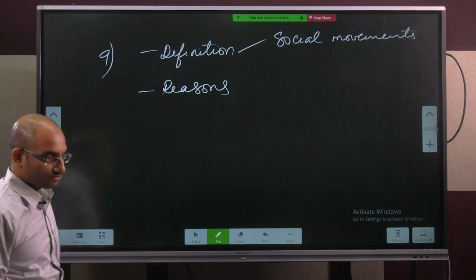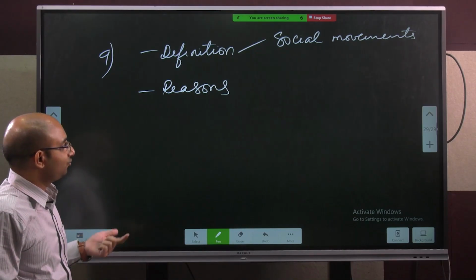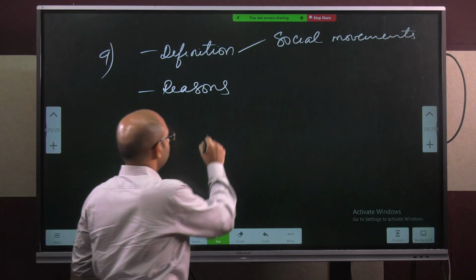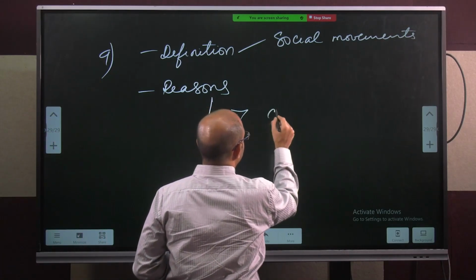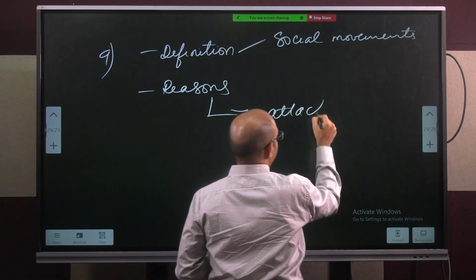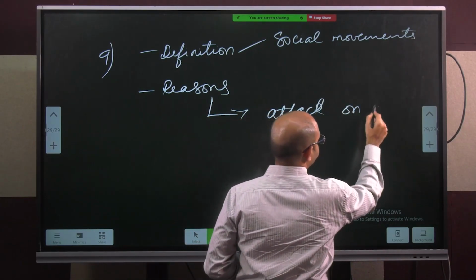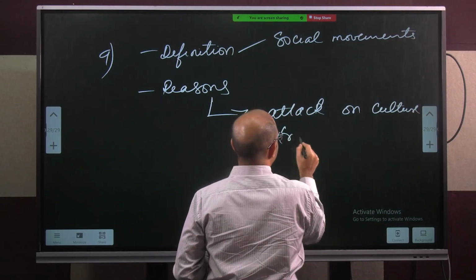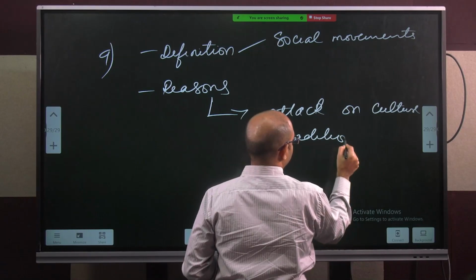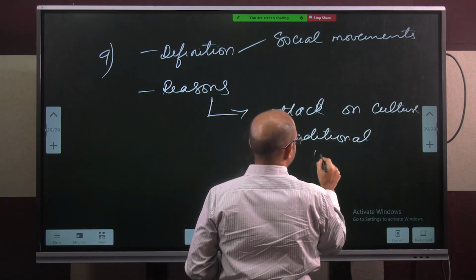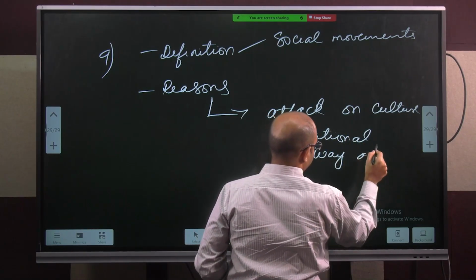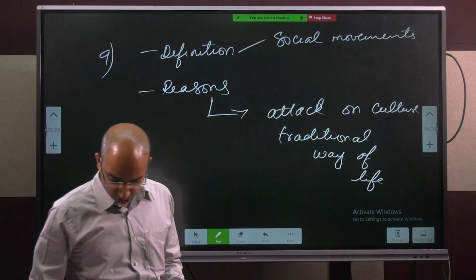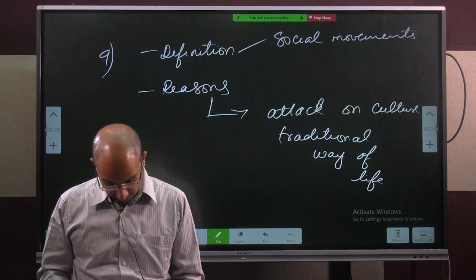Again, all the same story: land, health, education, poverty, outsider contact, indebtedness. Here, especially in the reasons, focus on the attack on culture and the traditional way of life. That is one of the major concerns in this area.